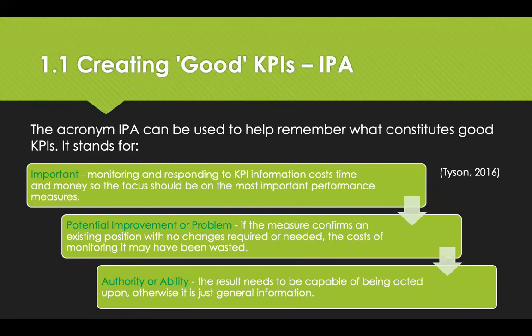So just going back to what I said earlier, reminding you that for good KPIs, remember the IPA acronym, which constitutes what a good KPI looks like. And a major danger when considering measurements is having too many of them. The tendency is to measure everything that can be measured rather than what really matters. So it must be things that are most important to measure to indicate performance. You must have a potential for improvement or a problem that needs to be fixed, as well as the authority or ability to make a difference.